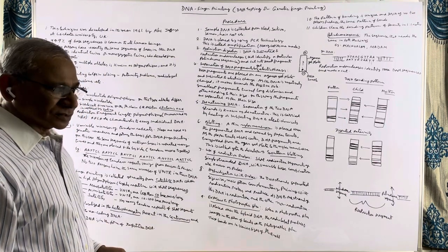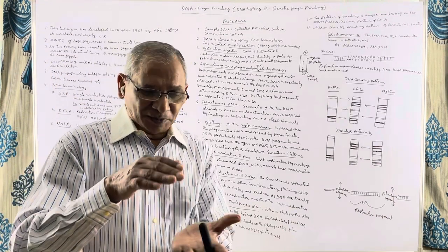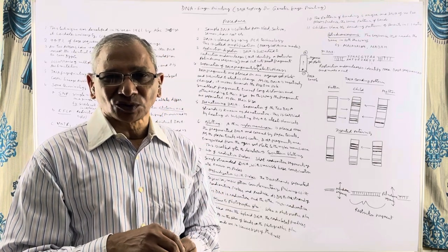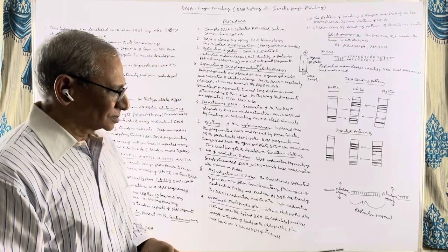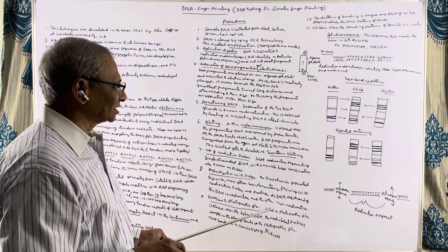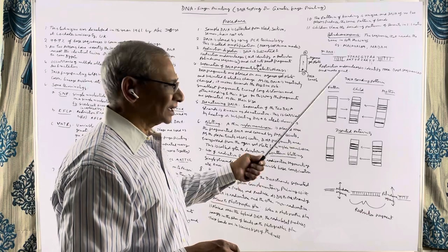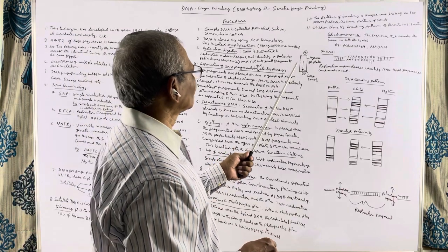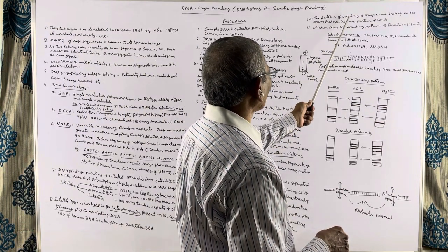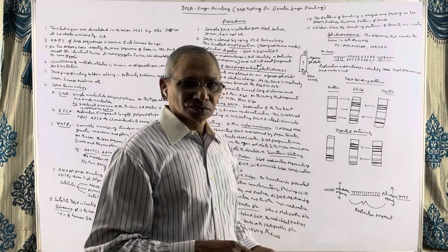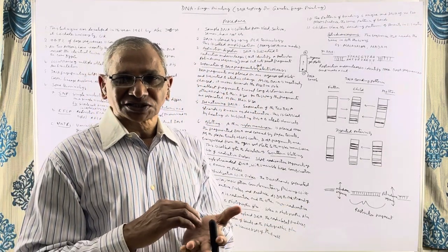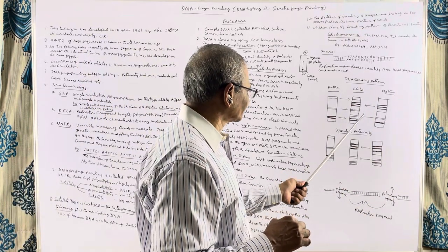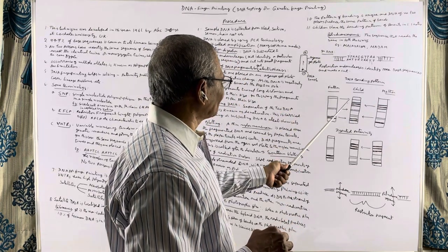Then a photographic plate is placed on the nylon membrane carrying hybrid DNA. Then what happens? The radioactivity produces shadows on the photographic film. These shadows are in the form of banding patterns. This is called a banding pattern. The DNA produces a pattern known as banding pattern on the photographic film like this. These bands you can see with the naked eye.